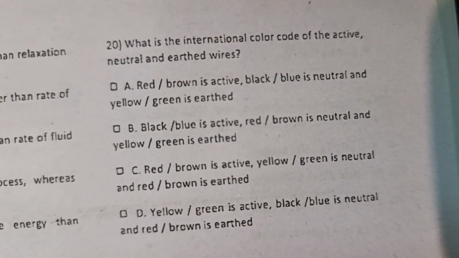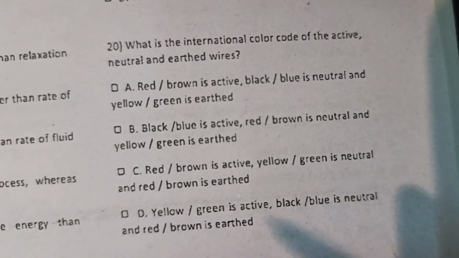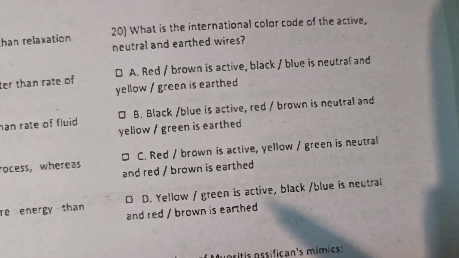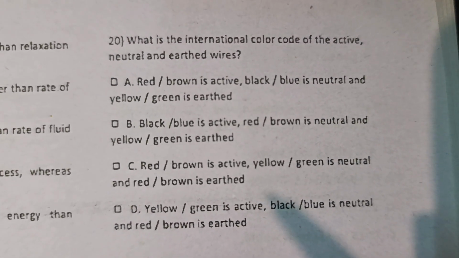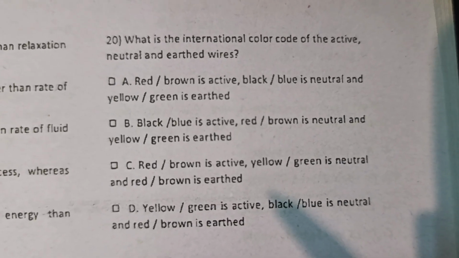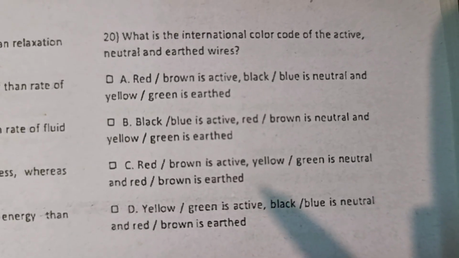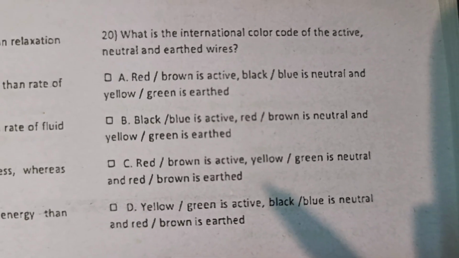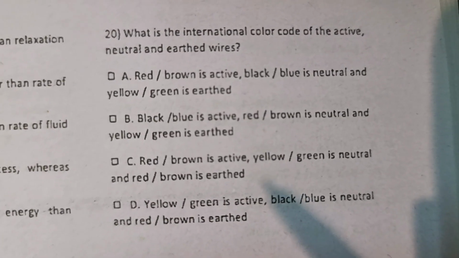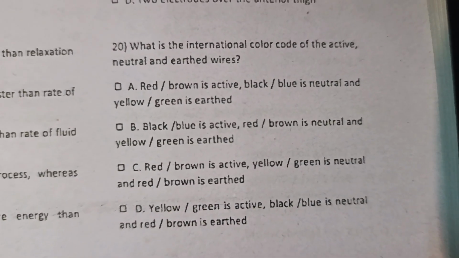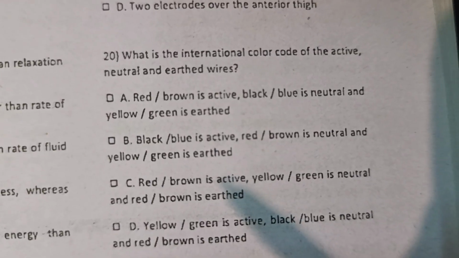So next question is question number 20. What is the international color code of active, neutral and earth wire? Option A, red brown is active, black blue is neutral and yellow green is earthed. Option B is black blue is active, red brown is neutral and yellow green is earthed. Option C is red brown is active, yellow green is neutral and red brown is earthed. And option D is yellow green is active, black blue is neutral and red brown is earthed. And the right answer is option A. Red brown is active, black blue is neutral and yellow green is earthed.